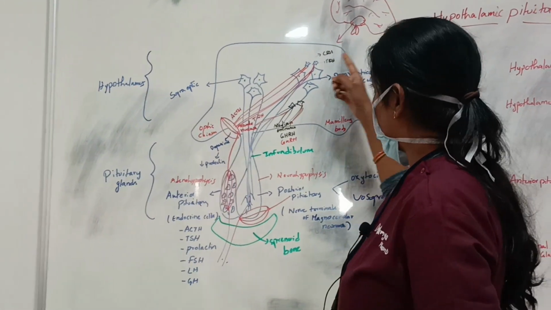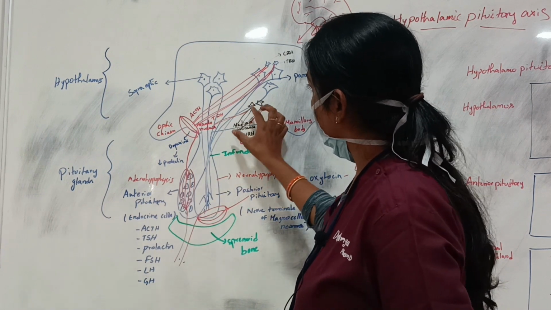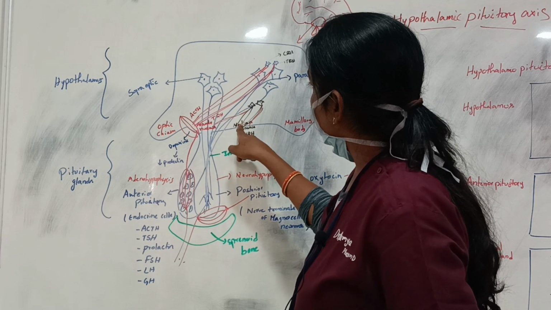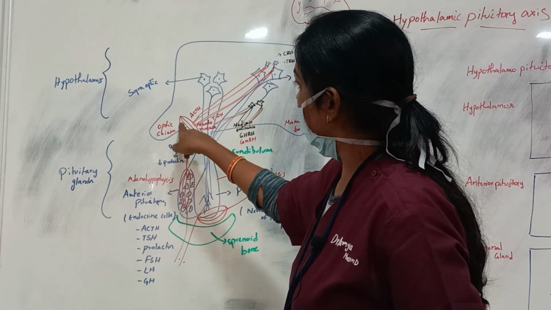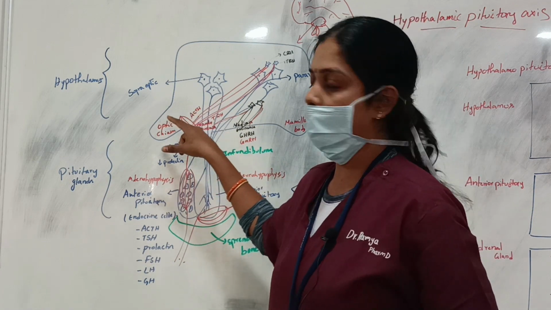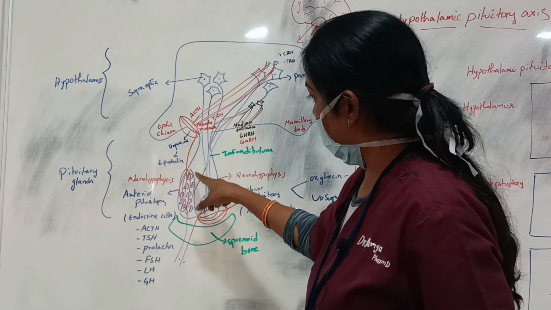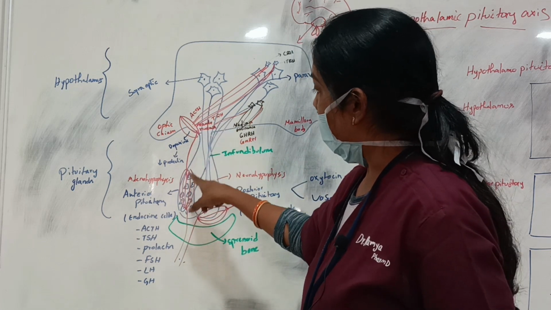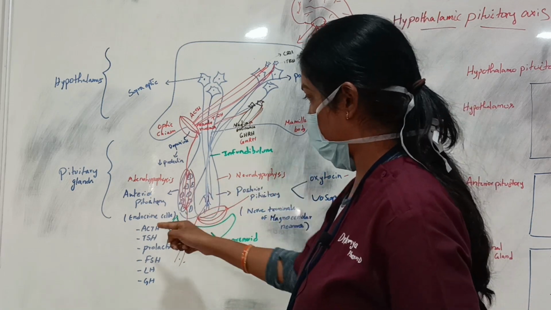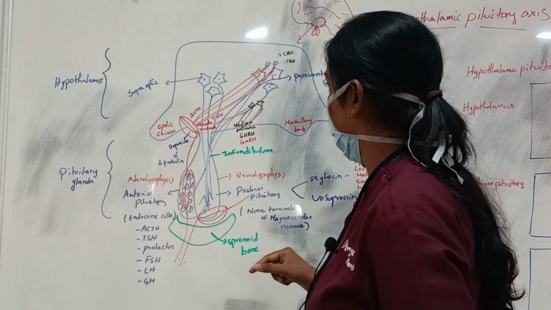These small neurons end up in the median eminence. This is located here. So these neurons will end up here, and they will release these hormones here. Also some venous circulation will be there. So they will release the hormones here. Those come to the anterior pituitary, and here the actual hormones will be released. All these hormones will be released, and from this they go into the systemic circulation.